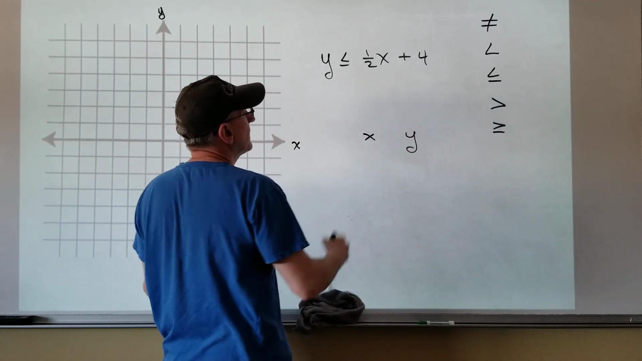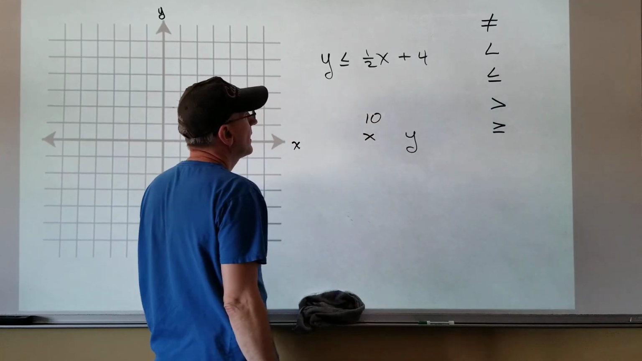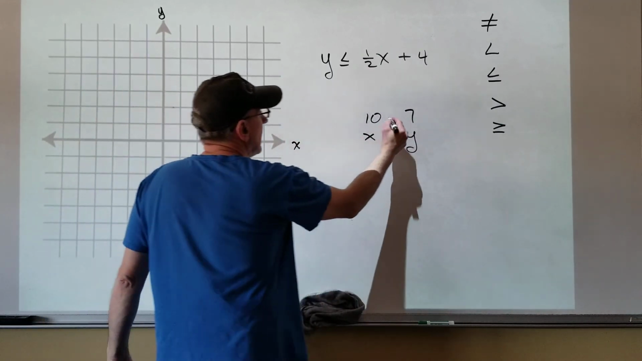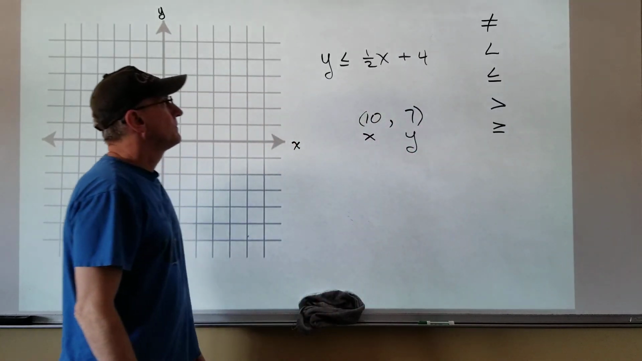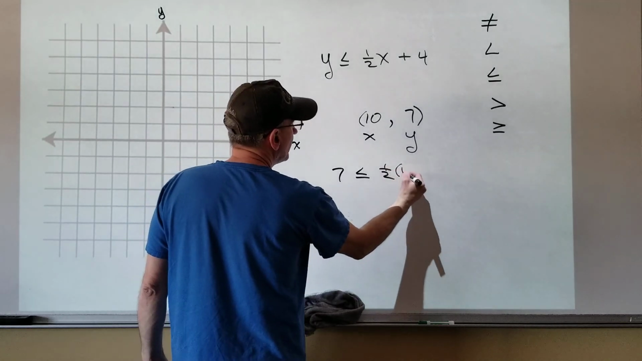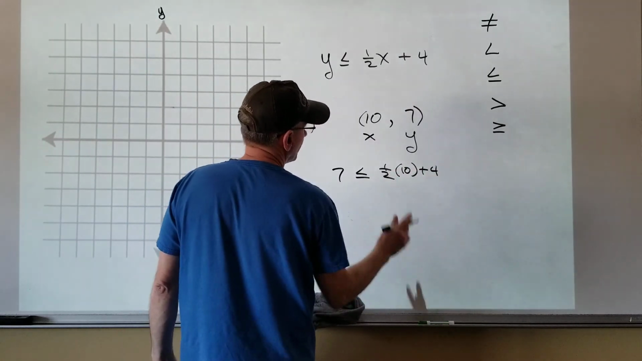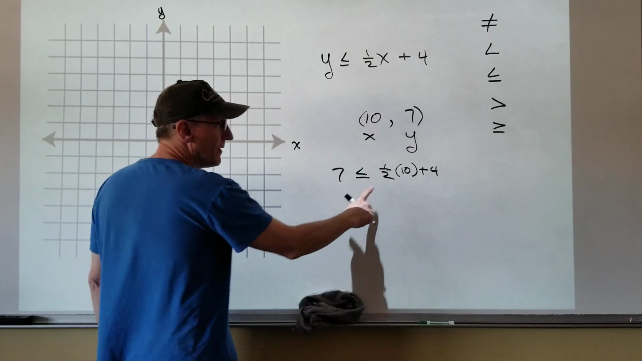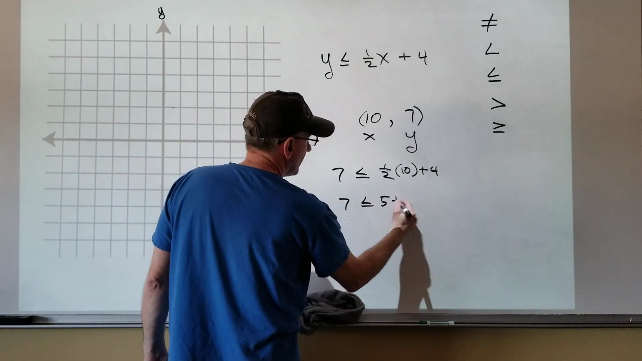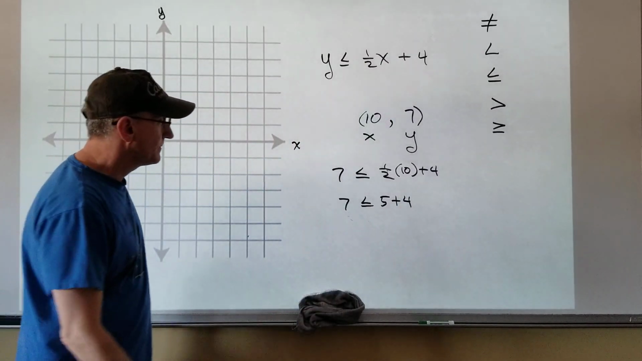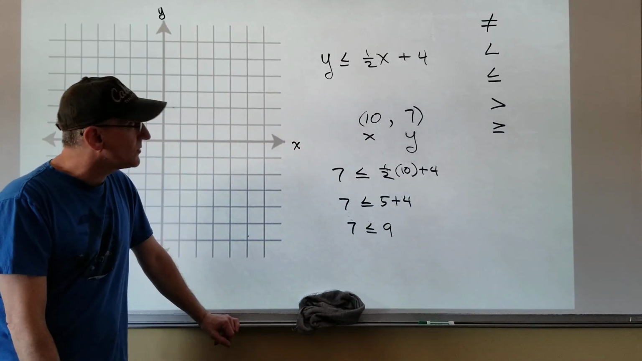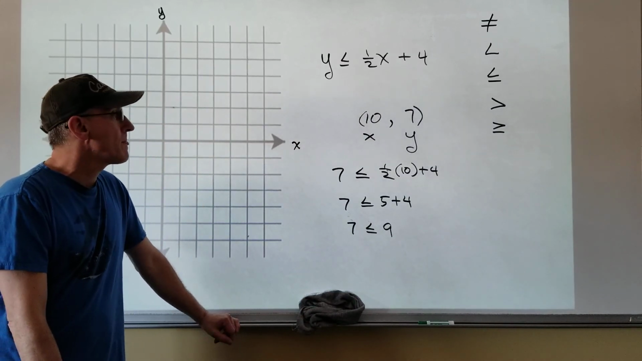Let's see. If I go with x equals 10, and if I go with y equals 7, that's going to be a solution. Okay, how do we know that? Again, plug them in. So you put 7 here, and you put half times 10 plus 4. Half of 10 is 5. 5 plus 4 is 9. 7 is less than or equal to 9. Yeah, that's true, and so 10, 7 is a solution.